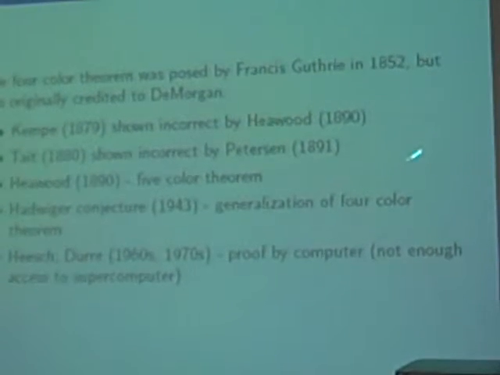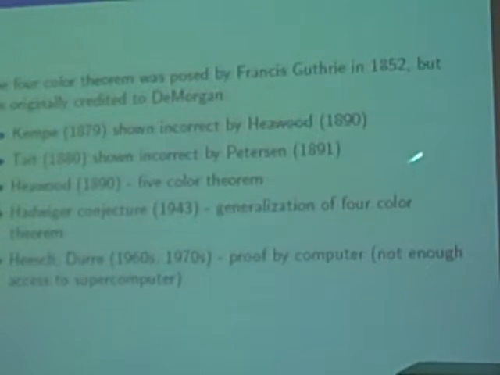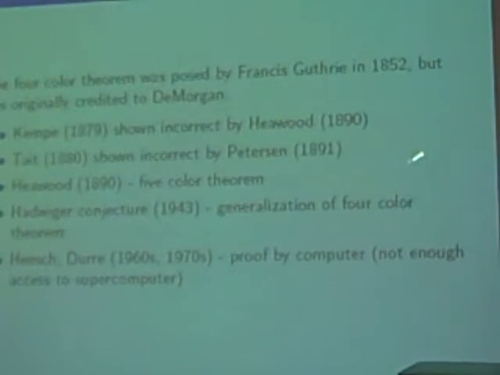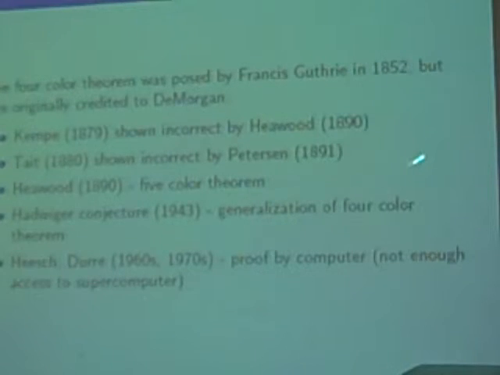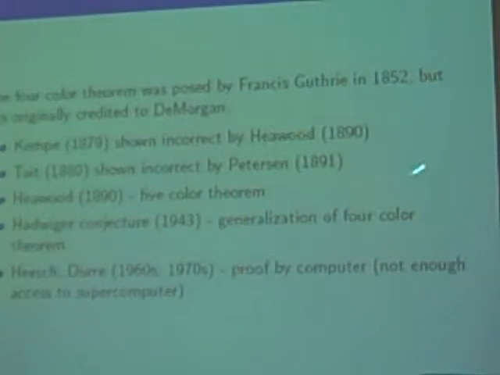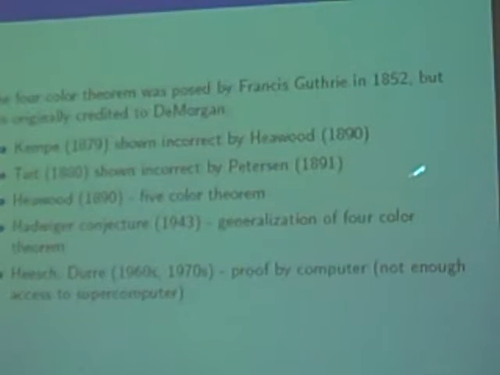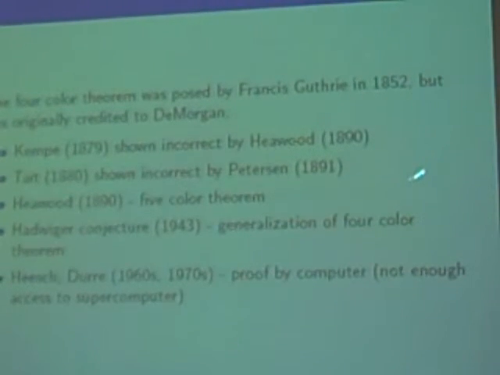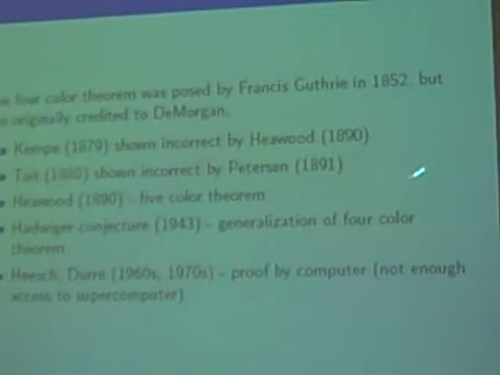Then in 1879, Kempe came up with a proof that 11 years later was shown incorrect by Heawood. And in fact, also at that same time, Heawood came up with a proof of the five-color theorem, which is the same thing except showing that five colors are enough. Similarly, in 1880, Tait came up with a proof that then 11 years later was shown to be false by Petersen. Okay, so that's kind of an ongoing pattern.